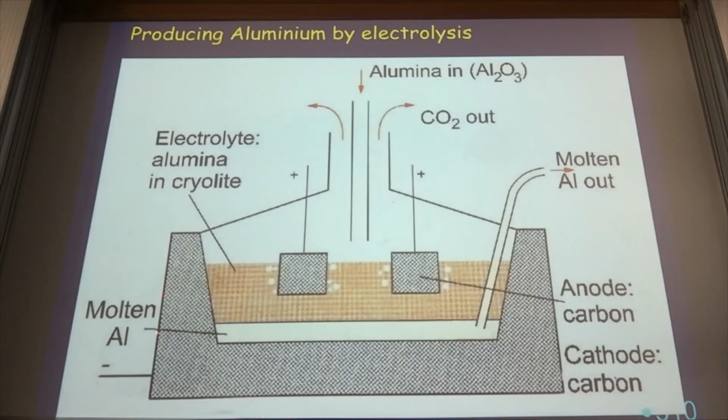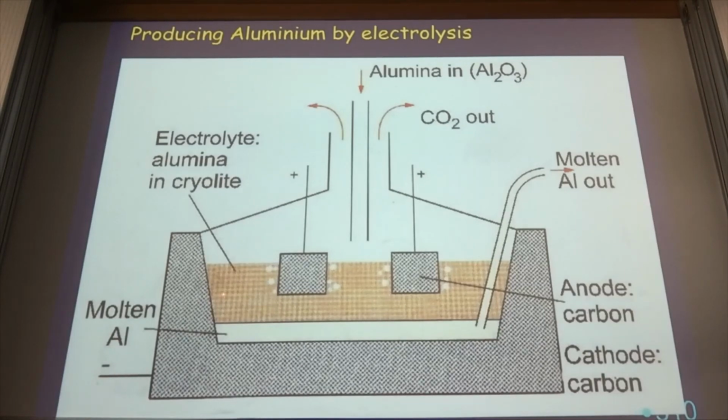So in the case of the aluminium cell, you've got even higher temperatures. So an iron cathode would just not be strong enough. So graphite is more temperature resistant. So you make your cathode out of carbon. You've got the anodes made out of carbon as well. And we'll see that's very important in a second.